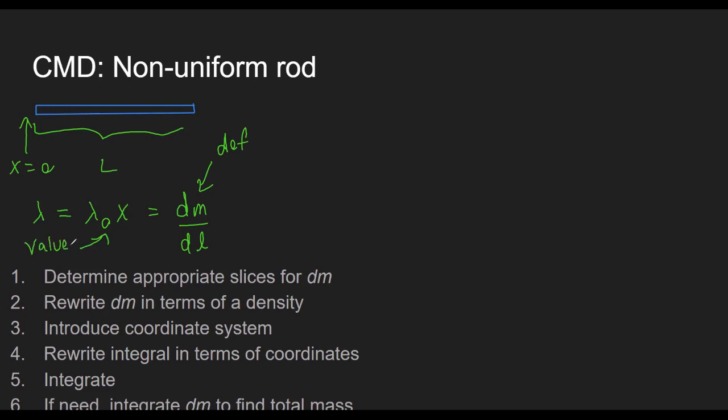And so if we want to determine the center of mass, let's start by writing out the definition of center of mass, namely x_cm is equal to 1 over m total integral x dm. And step 1 is to determine appropriate slices for dm. And in this case, hopefully it is obvious that we will again slice vertically. And so that's step 1 complete.